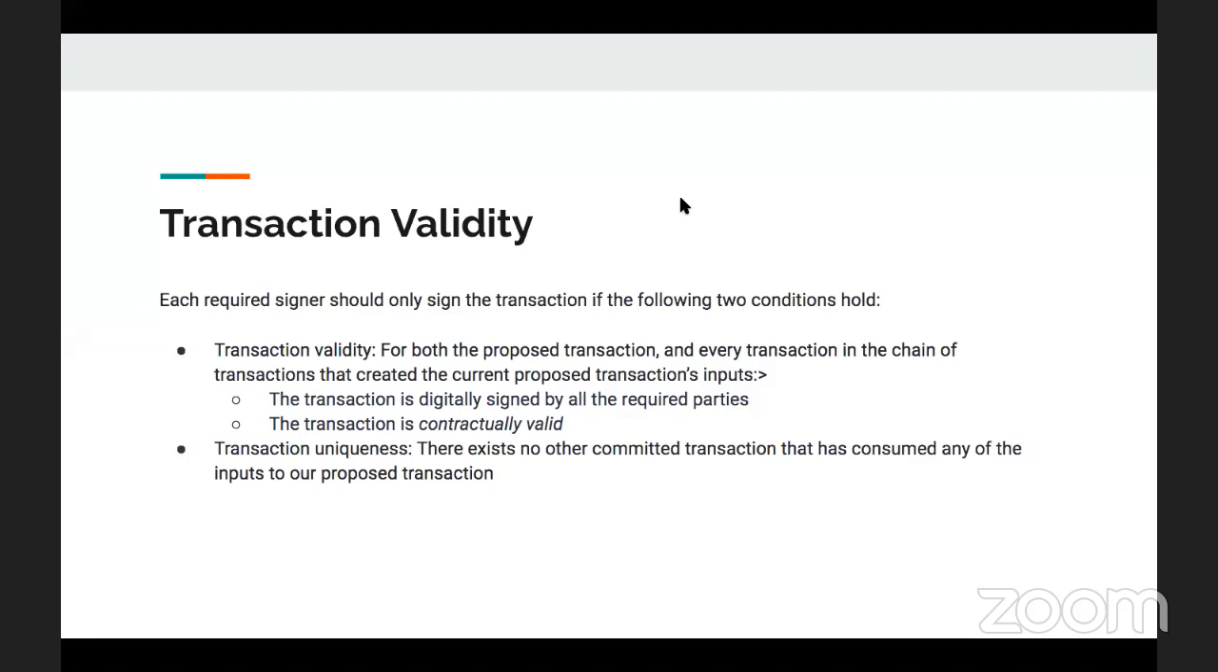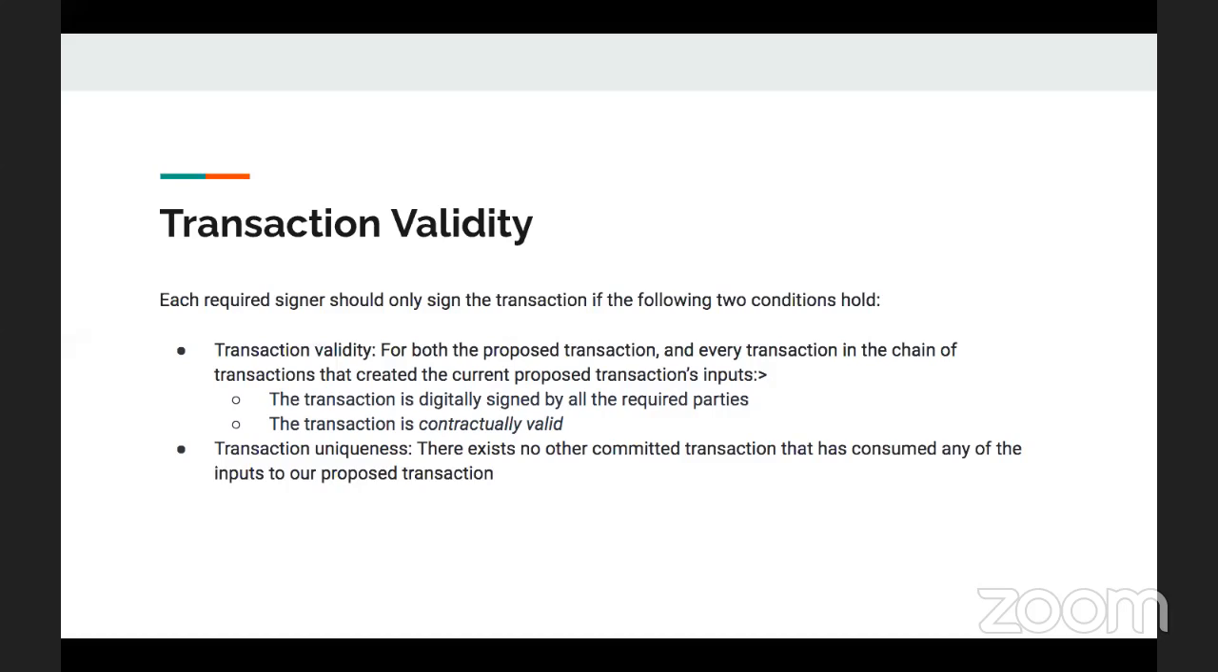The one condition is validity. Second is uniqueness. So how do you check the validity? For both the proposed transaction and every transaction in the chain, which are created in the same transaction input, it should be digitally signed by all the required parties, and contractually it should be valid. We have seen how we enforce the constraints and how we check that constraints and validity through the domain specific language used by the contract, smart contracts in Corda.